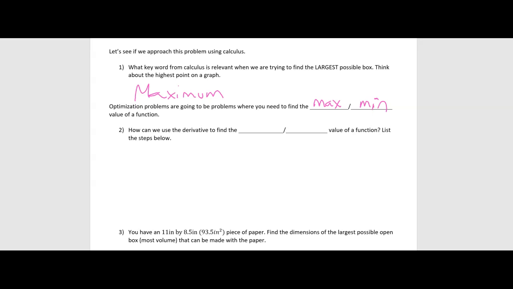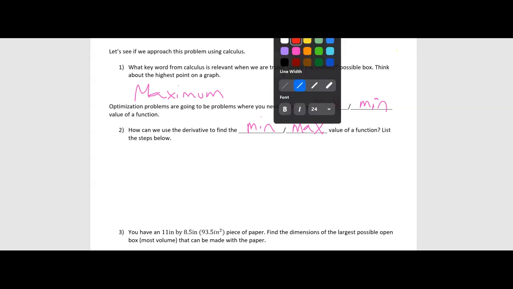So basically, we're going to be figuring out how to use derivatives to find the minimums or maximums. And we're going to be applying these to real world scenarios. So before we move any further, think about how we use derivatives to find the minimum or maximum value of a function. And go ahead, write those steps down below. How do we use derivatives to find the minimum or maximum value of a function?